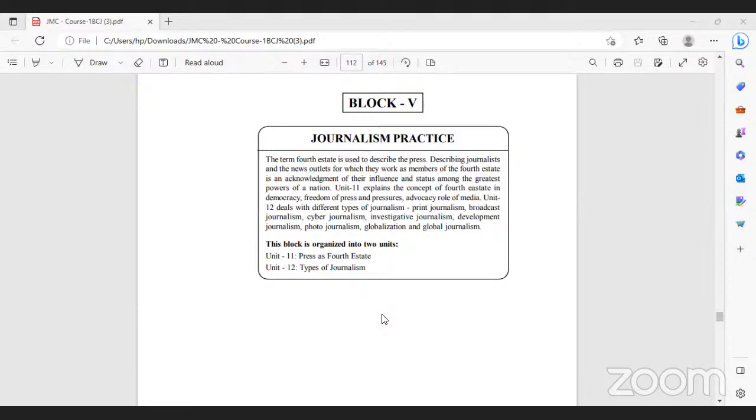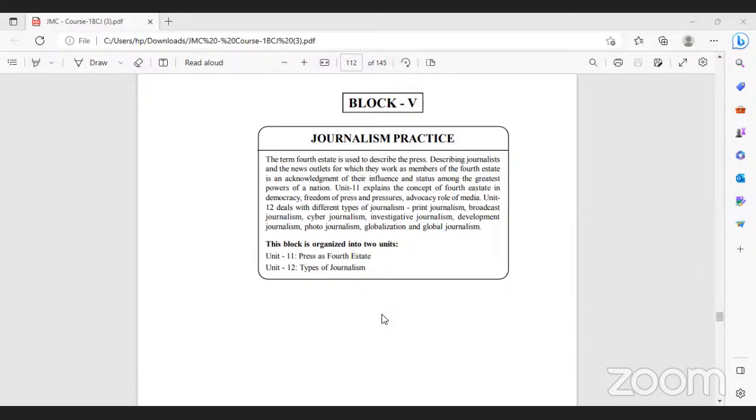As we have learned earlier, let us also recap the different blocks, because there are students who have also joined for today. In block one, we read about communication, where we discussed the concepts and nature of communication. Then we also discussed the need of communication and barriers of communication. So block one dealt with the basics of communication in journalism.